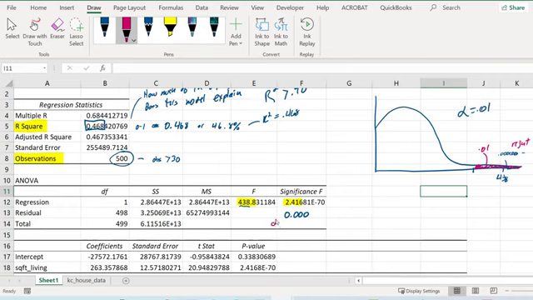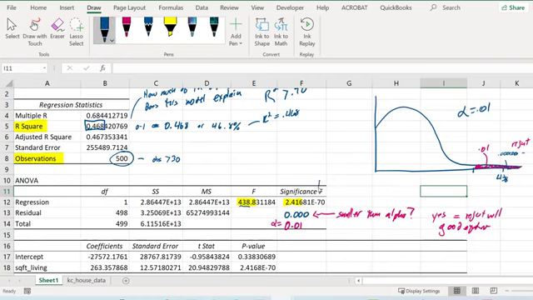So if alpha is equal to 0.01, would we reject the null hypothesis? Well, the question is, is our statistic smaller than our alpha? And the answer in this case is yes. So we reject the null. Therefore, we have a good equation, right?